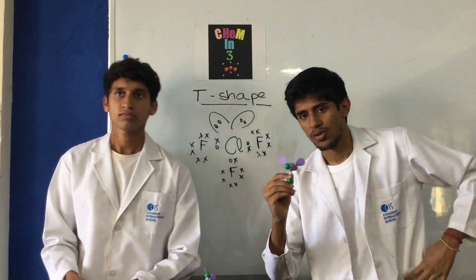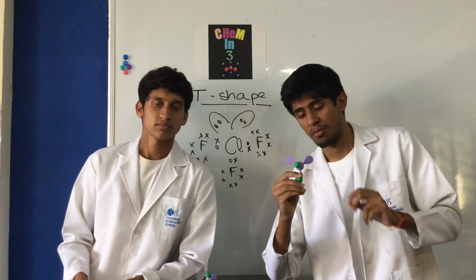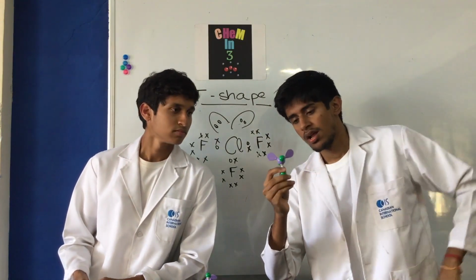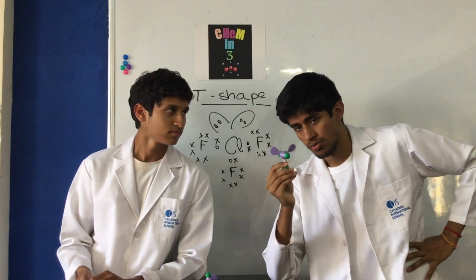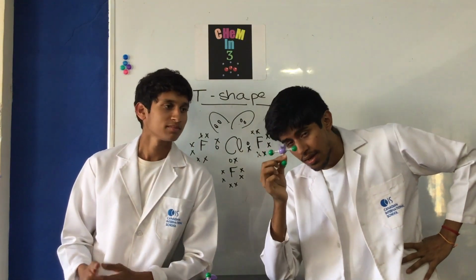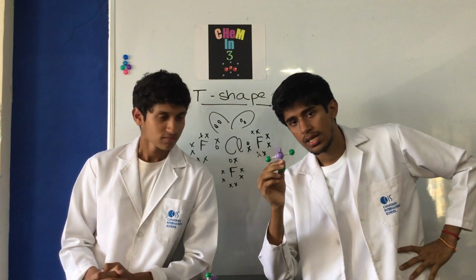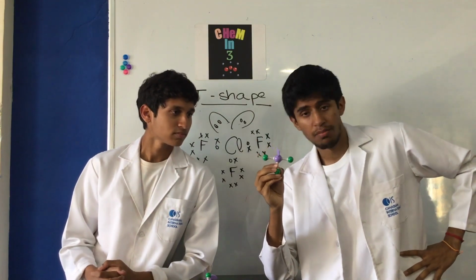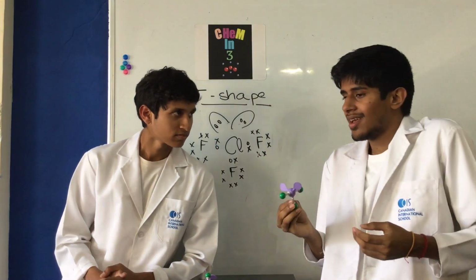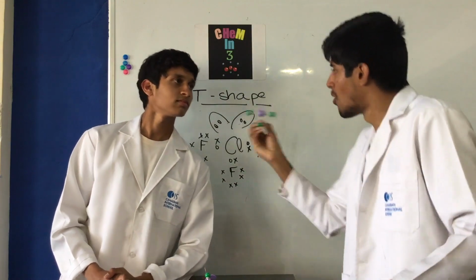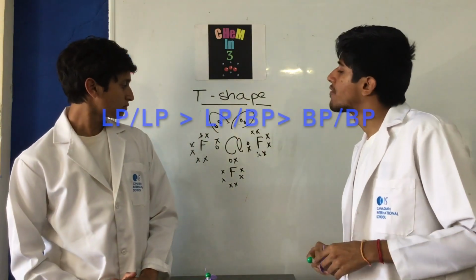The T-shape molecule has almost greater than 120 degree repulsion between the 2 lone pairs and approximately a 90 degree repulsion between the bonded pairs. This is the exact molecule that ClF3 represents.